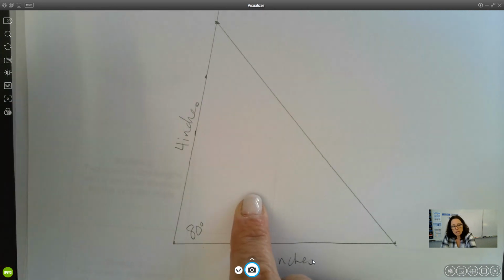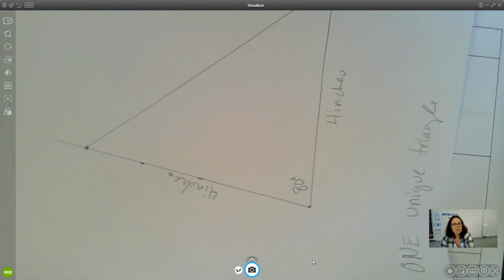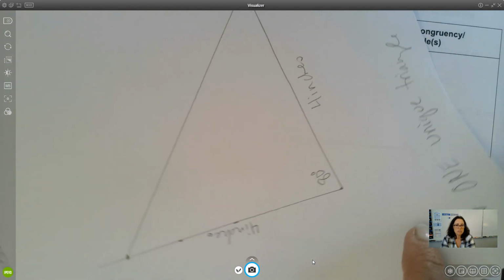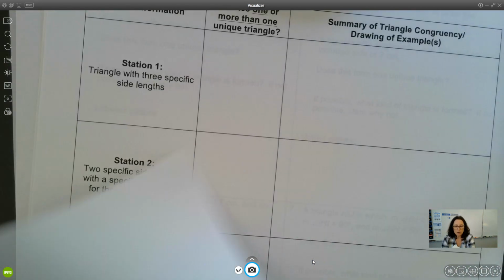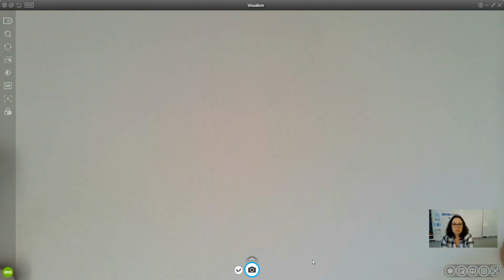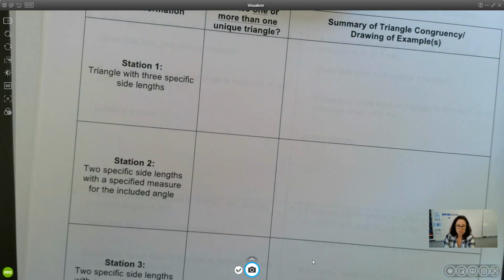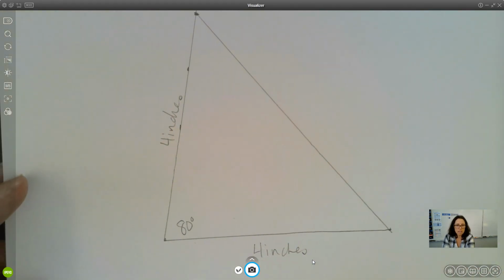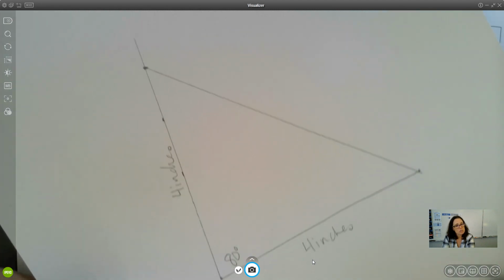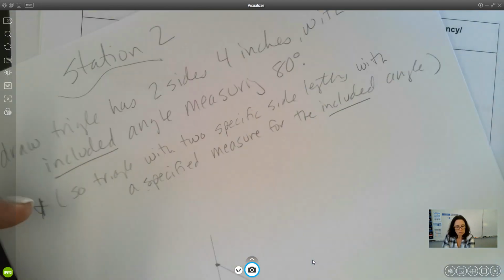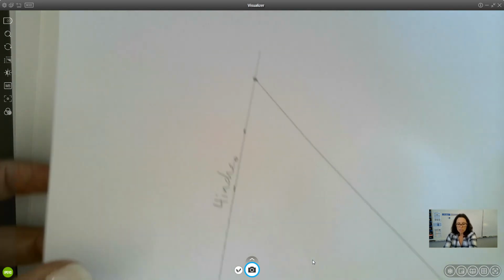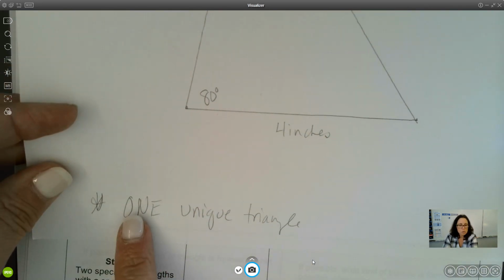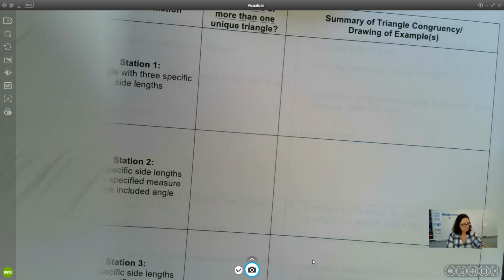It's really important to understand this is not different. It's just rotated. Also, if you could see through this paper, so I flipped it over, you can kind of see through. That's not different. It's just flipped over, reflected. So that doesn't make it different. That just means that the paper's turned some other way. So our conclusion on this station 2 is one unique triangle.